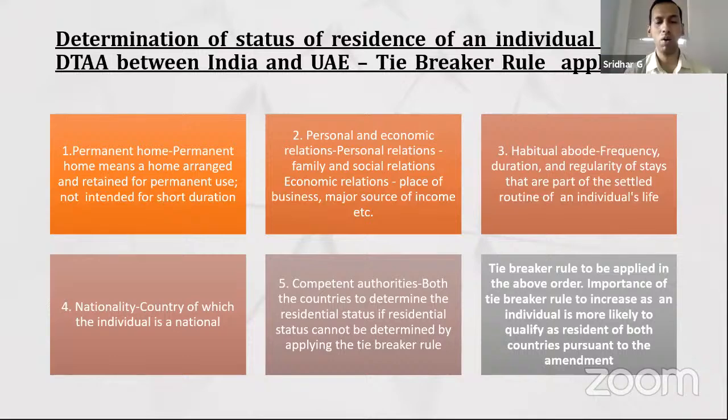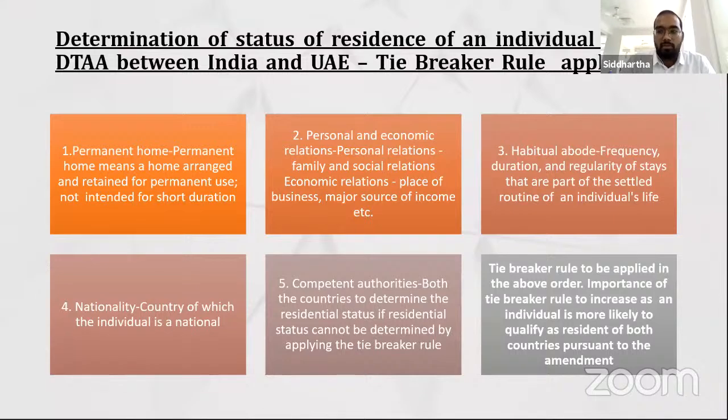In case I have a house in both the countries, one residence in UAE, one residence in India, the first point won't be relevant for us. We are unable to determine your permanent home in a particular country. Or else there can also be a case where you don't have a permanent home in both the countries. In that case, we will go to the second point, which is personal and economic relationship.